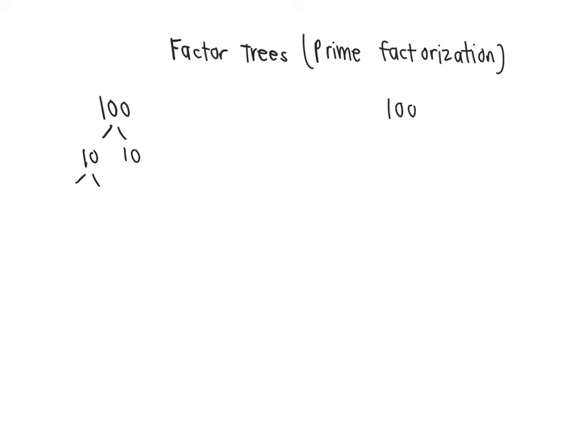10 times 10. It's not 5 and 5. That's adding. The factors of 10 are 5 and 2. And we don't want to use 10 and 1 because I'm going to have to factor 10 again. And then 5 and 2. 5 is prime and 2 is prime. So I write my number sentence: 5 times 2 times 5 times 2.